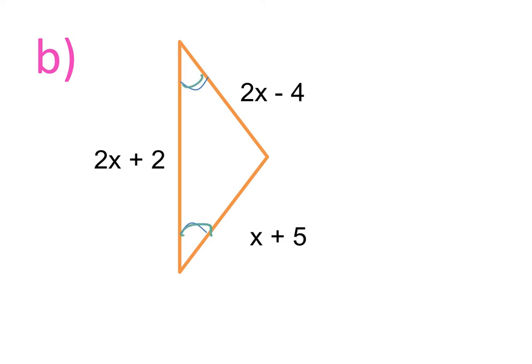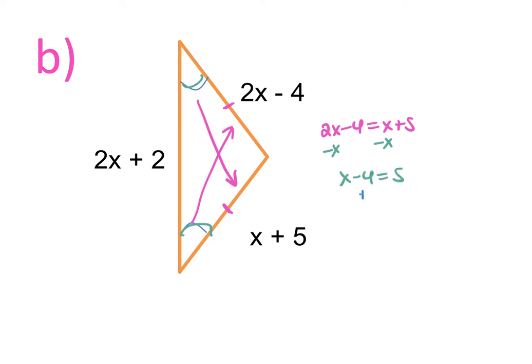So the base angles converse says if those angles are equal, then the sides opposite them are equal, which means the 2x minus 4 is going to equal the x plus 5. And they do give you extra information in there to throw you off. So subtract the x, and then you get x minus 4 equals 5, and you add the 4, and you get x equals 9. What about the base?